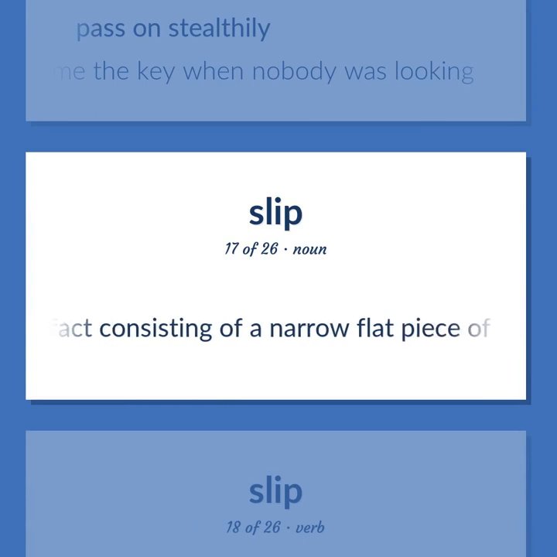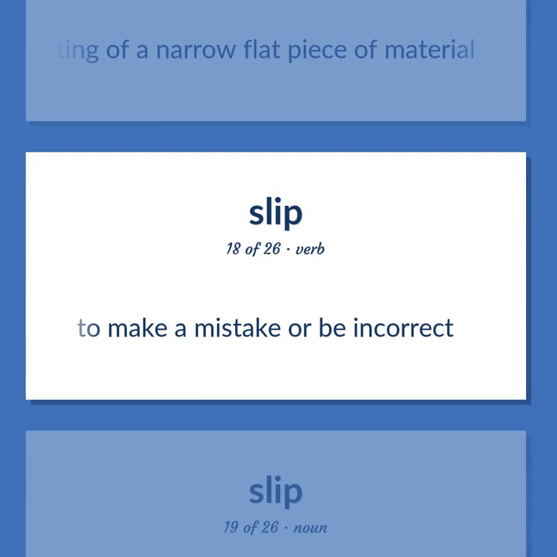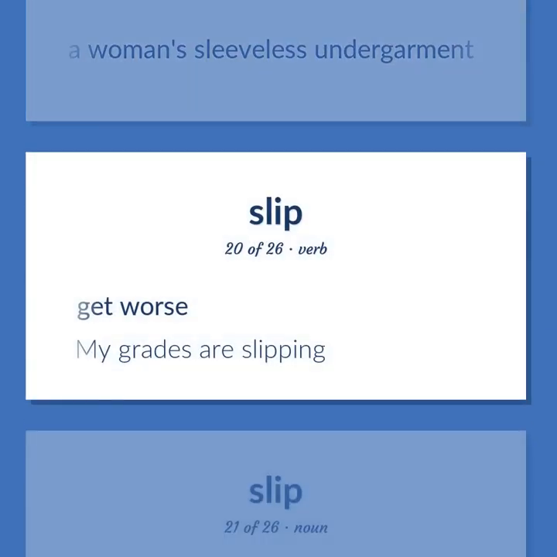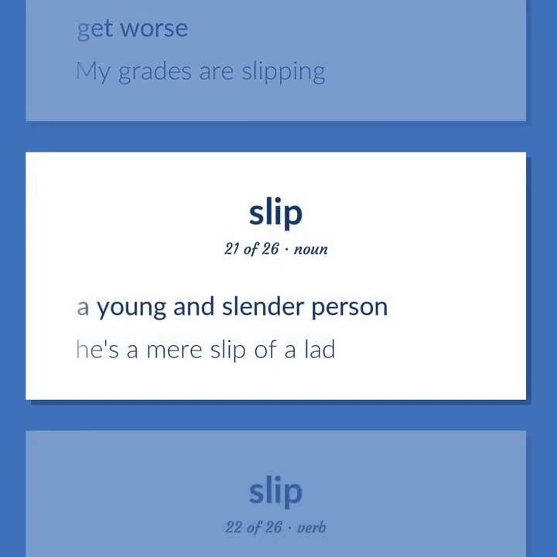Artifact consisting of a narrow flat piece of material. To make a mistake or be incorrect. A woman's sleeveless undergarment. Get worse. My grades are slipping. A young and slender person. He's a mere slip of a lad.